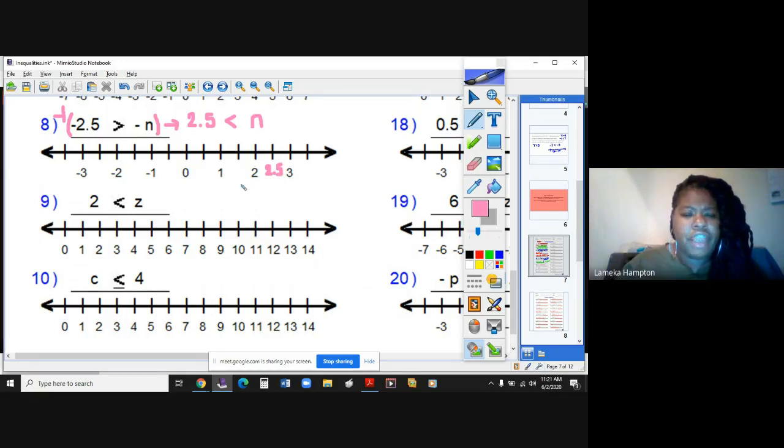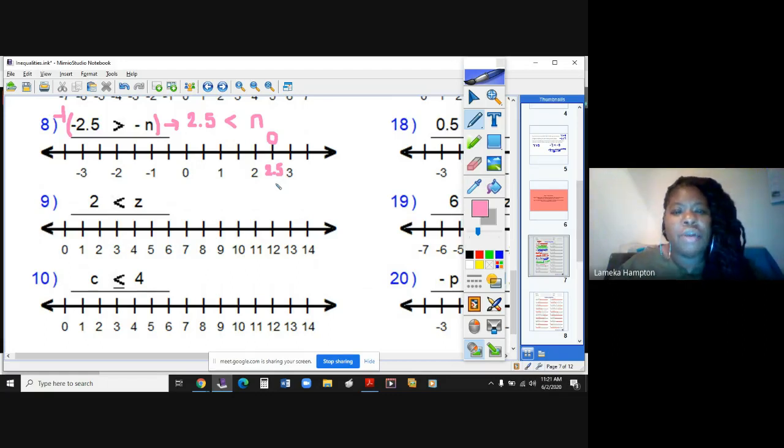Now, I have an open circle. The circle is open because I only am dealing with a less than sign. I do not have an equal to under there. So that lets me know that 2.5 is not a part of that solution.